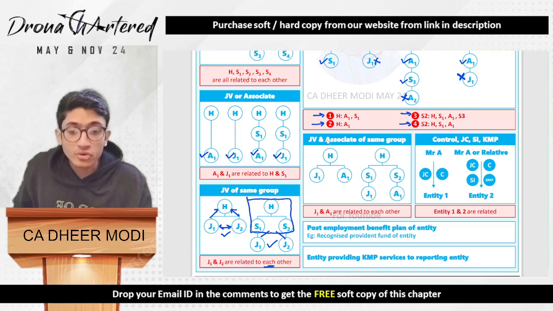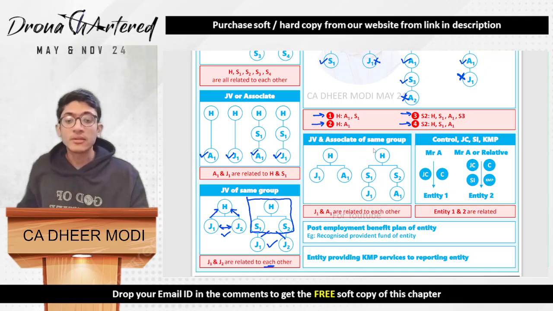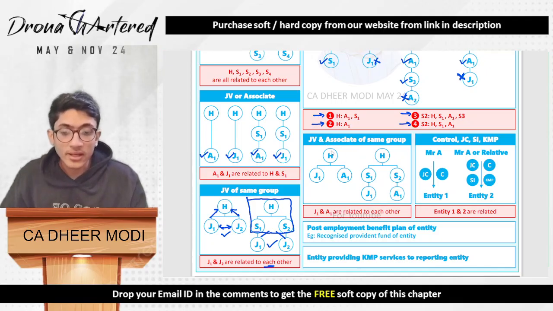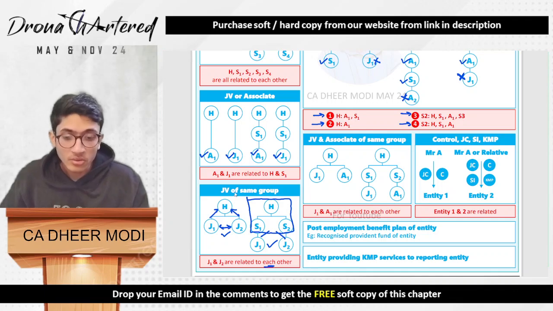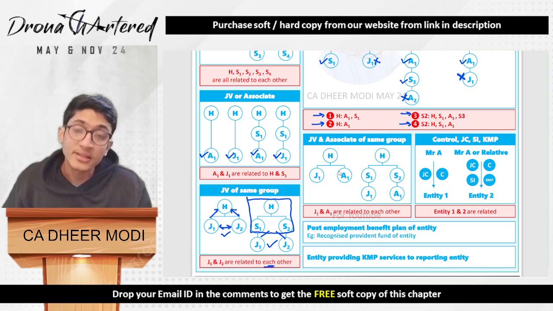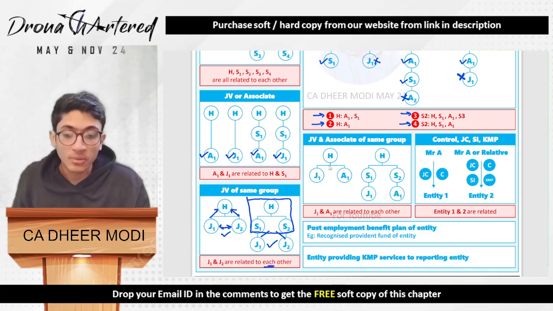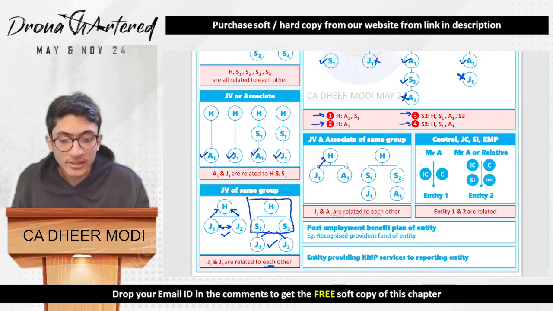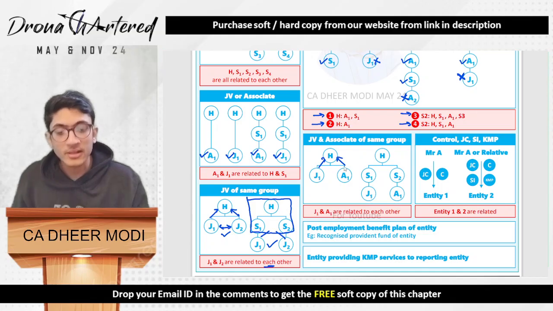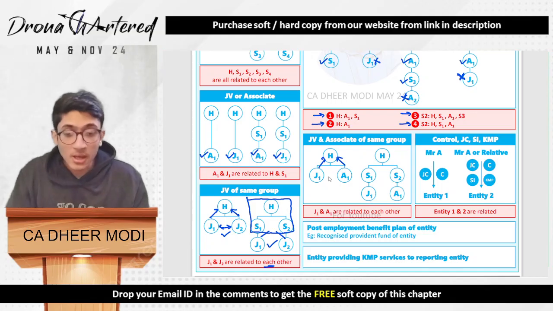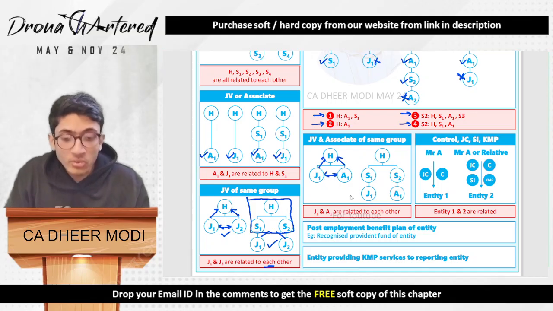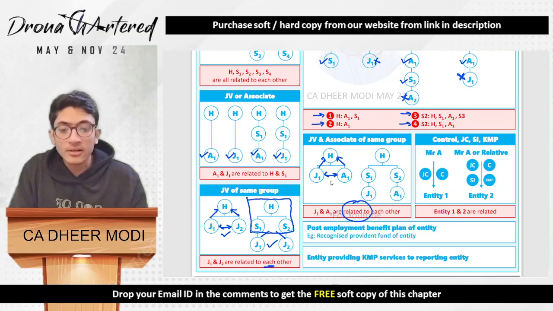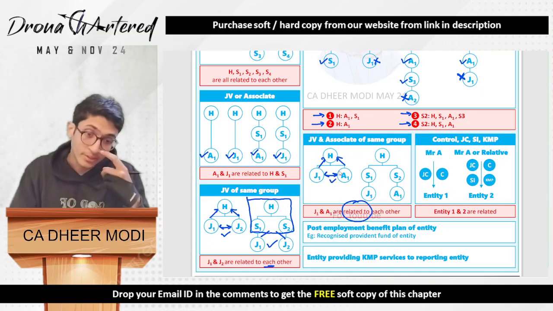Next is joint ventures and associate of the same group. So that is your holding. This we did right now. Over here we did joint ventures of the same group. Now we are doing when one is a joint venture and the second is an associate of the same group. So of course we know both of these are related to H. That is, J1 is related to H and A1 is related to H. But are J1 and A1 related to each other? Answer is yes, they are related to each other. So J1, A1 are also related parties.